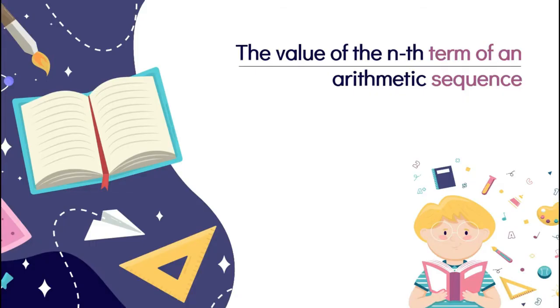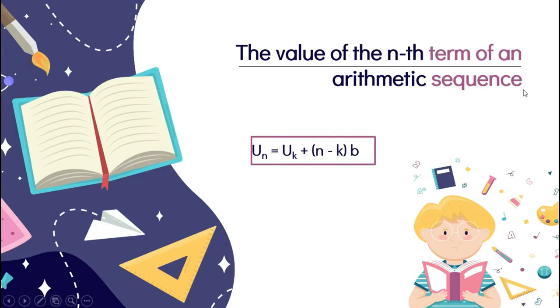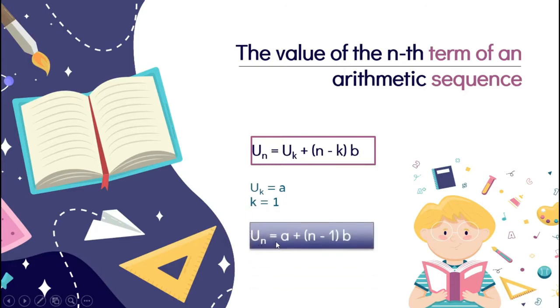To find out the value of the n term of an arithmetic sequence, it can be found by knowing the value of the k term and the difference between adjacent terms. The formula is un equals uk plus n minus k multiplied by b. If what is known is the value of the first term, uk equals a, and the difference between the terms, then the value of k equals 1 and the value of un is un equals a plus n minus 1 multiplied by b.